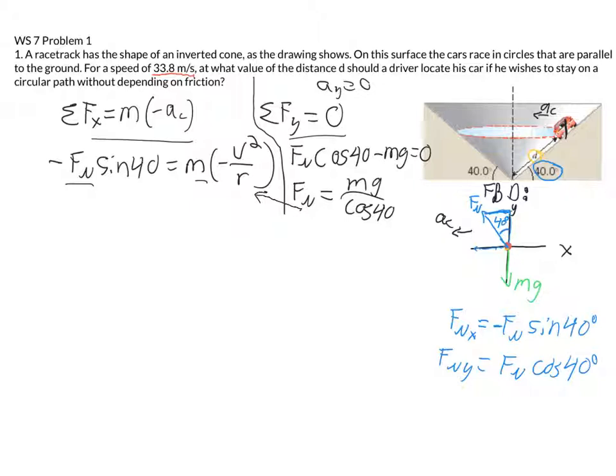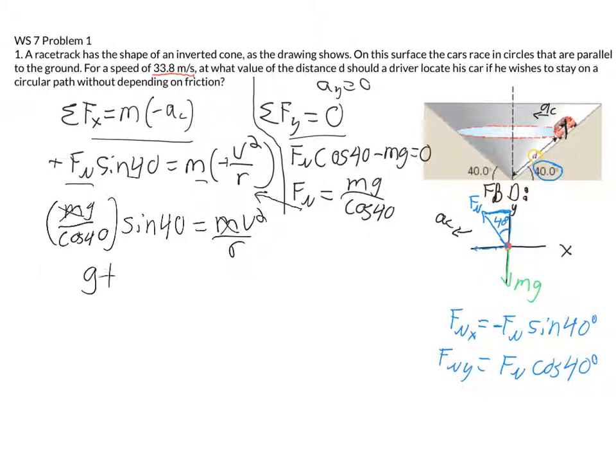So the minus signs here on both sides will cancel out, so that's a bonus. And I'll substitute in normal force. We found normal force to be mg over cosine 40, and we still have this sine 40, and that's going to be equal to mv squared over r. Sine over cosine is tangent. Oh, look, our masses cancel. All right, that's good. So I have g times the tangent of the angle theta equals v squared over r. All right, so this is looking nice.